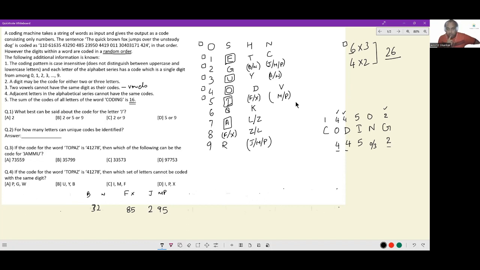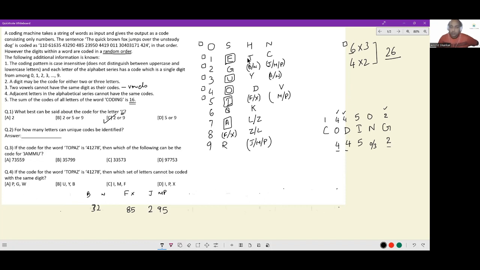For M and P, there are 3 potential spots. Let's get to individual questions. What best can be said about the code for letter J? And that is why additional attention was paid to J. It can be the number 2 or it can be the number 9. So option C.